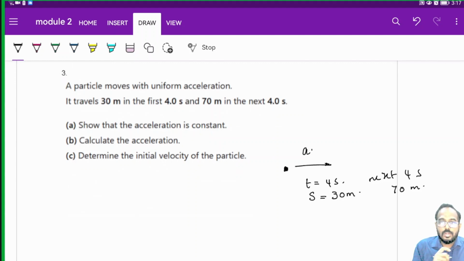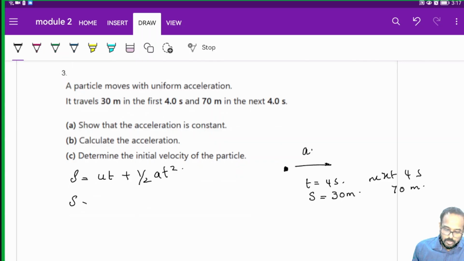Now you need to check which equation you can use. Displacement and time, right? Displacement and time is given. So we can check that acceleration is constant. First motion you will check, okay? s is equal to ut plus half at square. If this motion follows this equation, it means acceleration is constant, right? You can prove that.